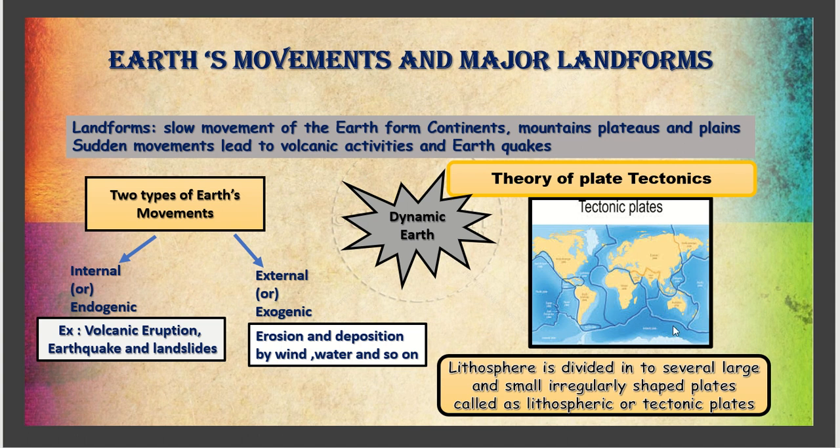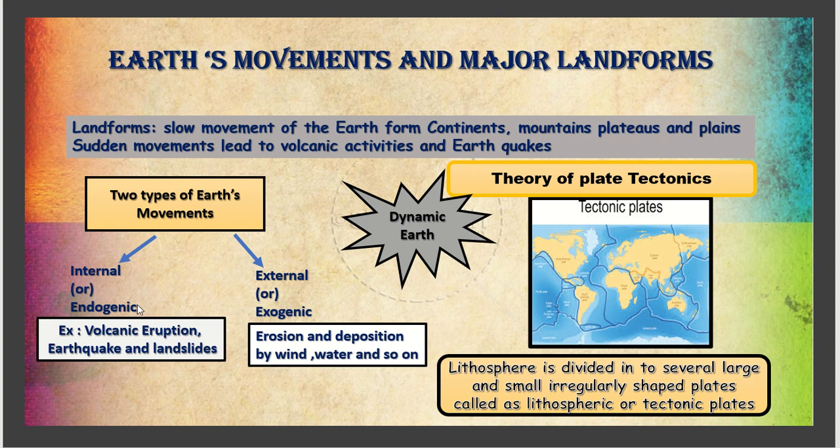What are tectonic plates? The lithosphere is divided into several large and small irregular shaped plates. They are known as lithospheric plates or also known as tectonic plates. Okay. Now there are two types of movement, internal and external. Internal is happening from inside the ground, the earth. It is also known as endogenic. External is what happens on the surface, an outside force, exogenic movement.